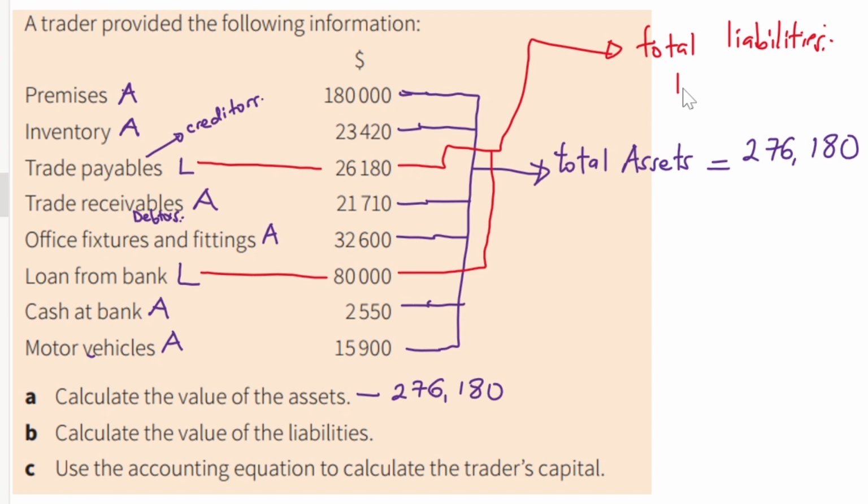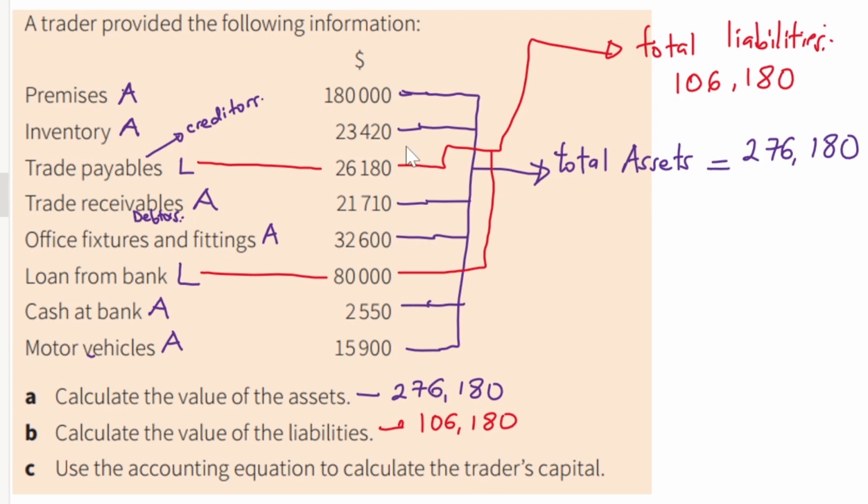Our total liabilities here, we have 106,180. Those are our total liabilities. So that's what we have here, that it is 106,180. That is the value of the total liabilities, or the value of the liabilities. So part C tells us to use the accounting equation to calculate the trader's capital.